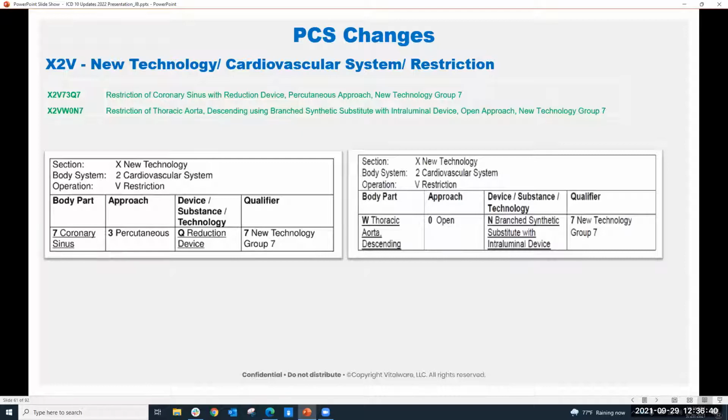An example of that is the Thoraflex hybrid device, and that replaces the ascending aorta and the aortic arch while also stabilizing and repairing the descending thoracic aorta in a single procedure. Both the replacement code that was listed on the previous slide and this restriction code should be used together when this procedure is performed.